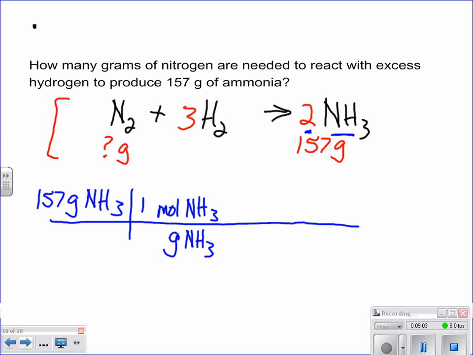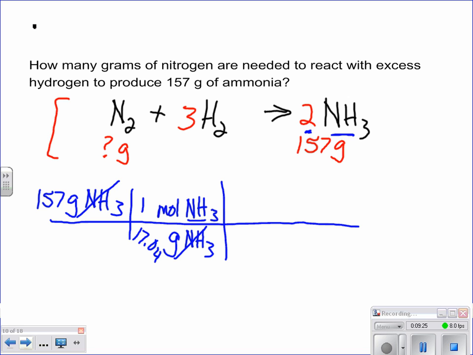So all I'm going to worry about is the fact that I've got 3 hydrogens and 1 nitrogen. So when I add those up, I get 17.04 grams for every 1 mole. Do not multiply that times 2. So you're just doing the formula mass of a mole of ammonia, NH3.